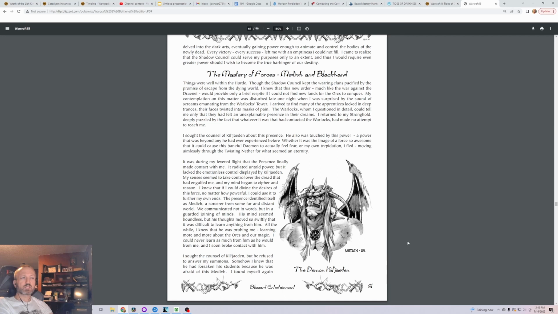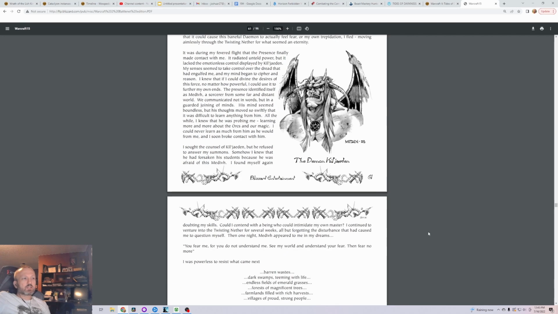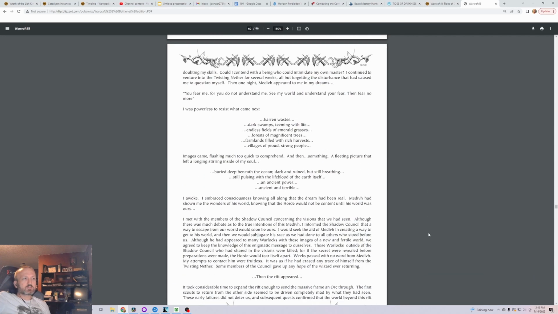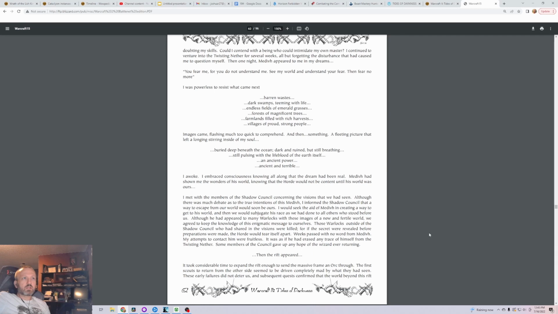Somehow I knew that he had forsaken his students because he was afraid of this Medivh. I found myself, again, doubting my skills. Could I contend with a being who could intimidate my own master? I continued to venture into the twisting nether for several weeks, all but forgetting the disturbance that had caused me to question myself. Then one night, Medivh appeared to me in my dreams.